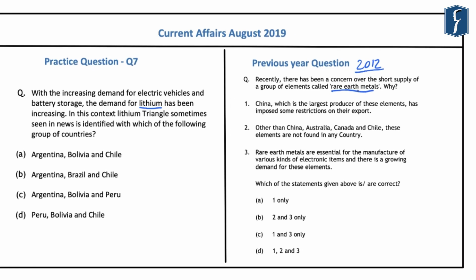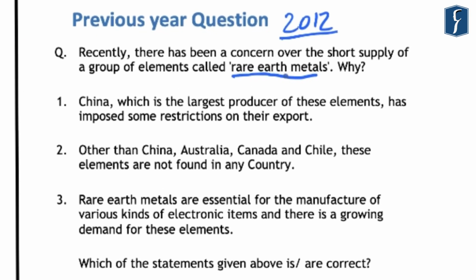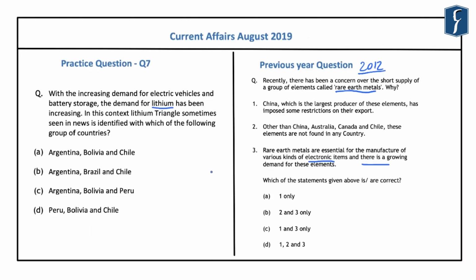And this question read that recently there has been a concern over the short supply of a group of elements called the rare earth metals. Why? In this line, China is the largest supplier of these elements, and it had imposed some restrictions on the export of these rare earth metals in that year. Again, these rare earth metals are essential for the manufacture of various kinds of electronic items, and there has been a growing demand of these elements. So the correct answer here was C, that is 1 and 3 only.